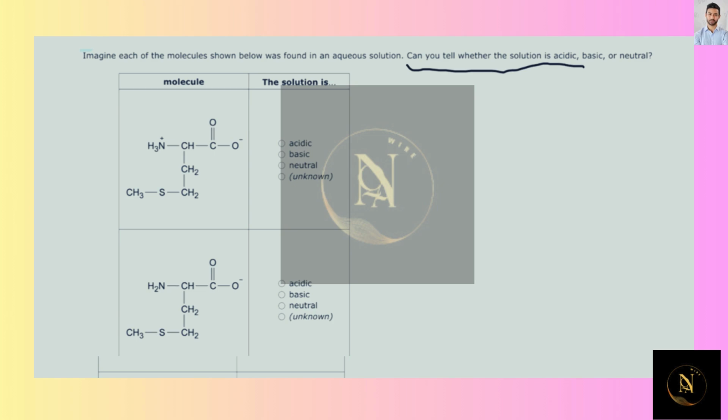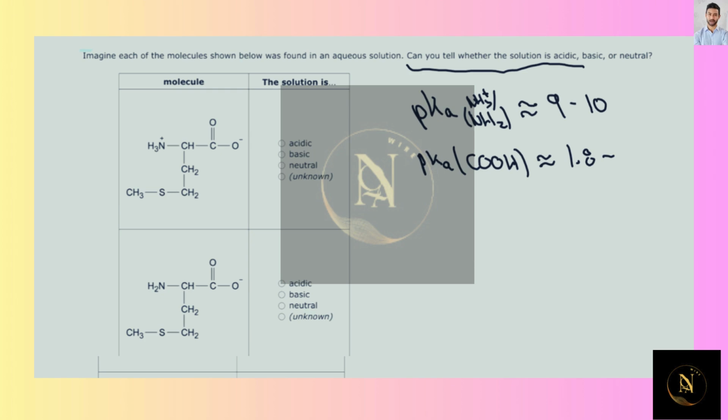Hi, so over here we're going to assess if we can tell if the solution is acidic, basic, or neutral for the following molecules. In order to understand it, we need to know that the pKa for the amino part of the molecule, the NH3+/NH2 pair, is approximately 9 to 9.8, or even all the way to 10 in different amino acids. So let's say that the pKa corresponds to 9 to 10. And contrary to that, the pKa of the carboxylic acid portion is approximately 1.8, in a range all the way to 2.5.